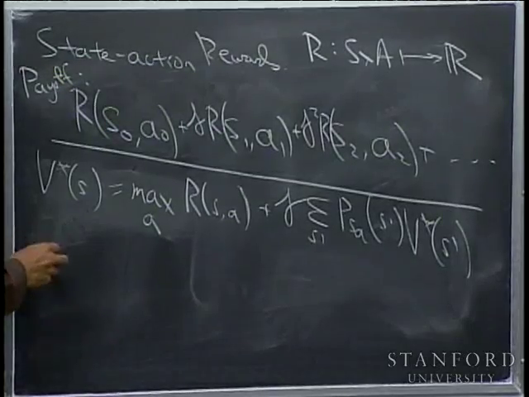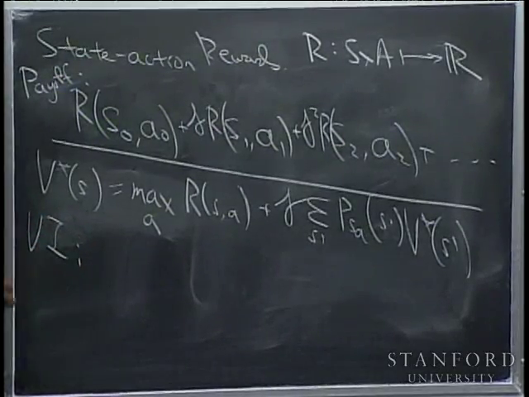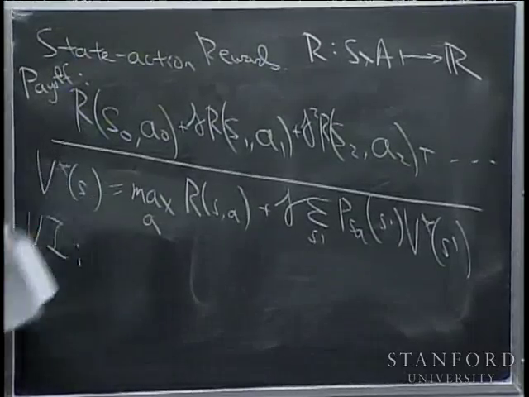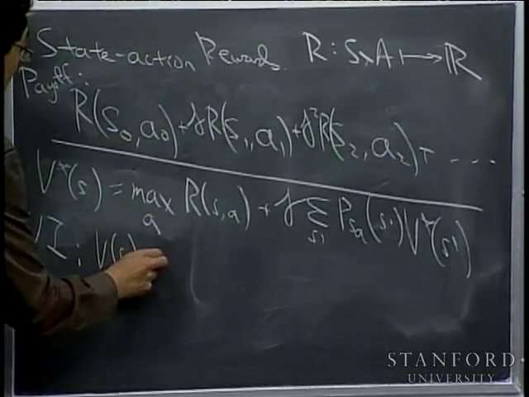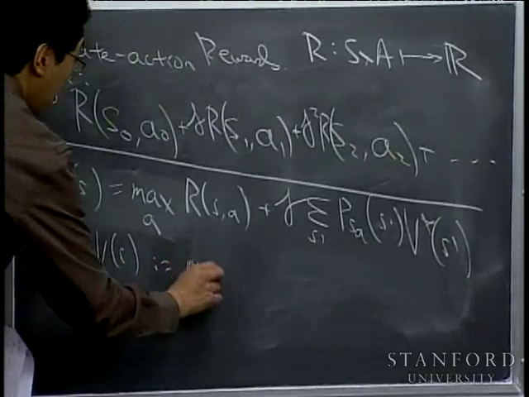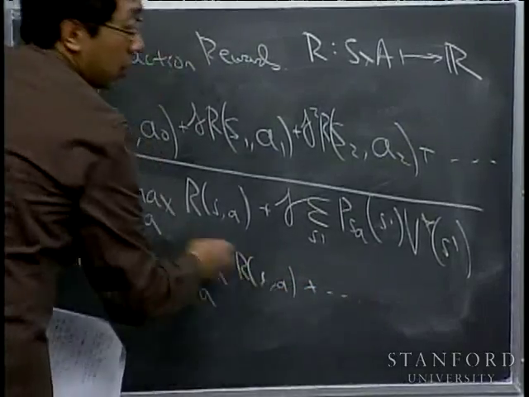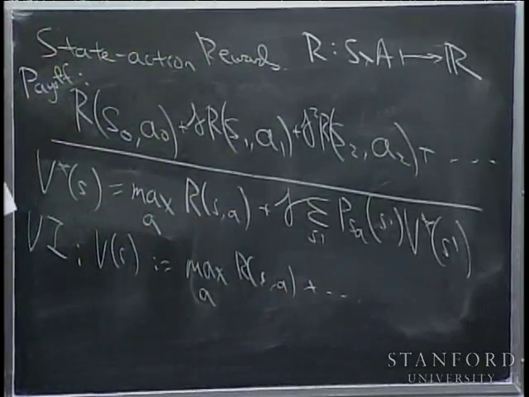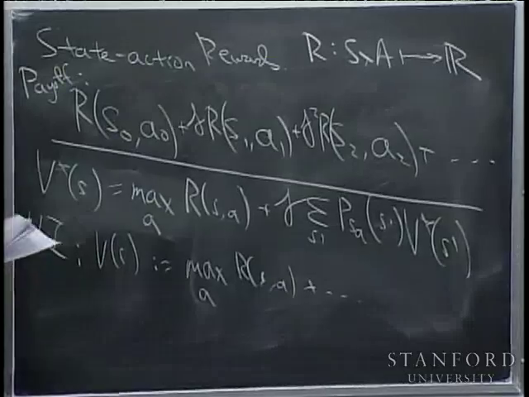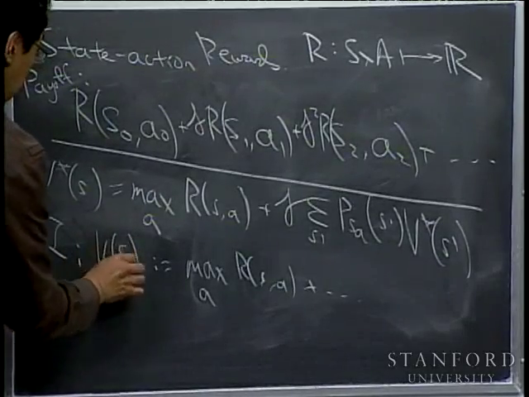Value iteration, which I'm abbreviating VI, is really the same algorithm. V of S gets updated as the max over A of R(S,A) plus the future term. Same thing, just letting the right-hand side of Bellman's equations be the update for V of S. Again, you get value iteration exactly the same way.